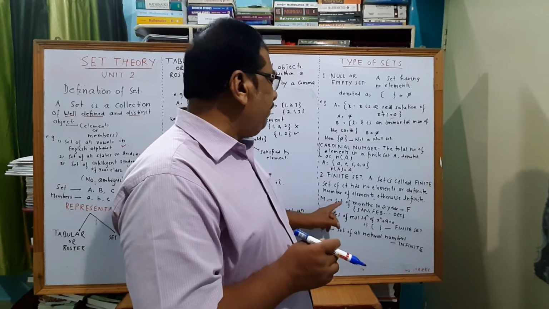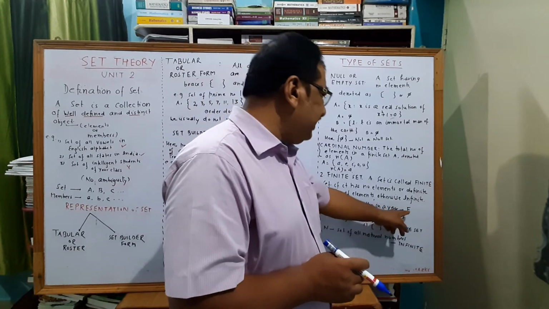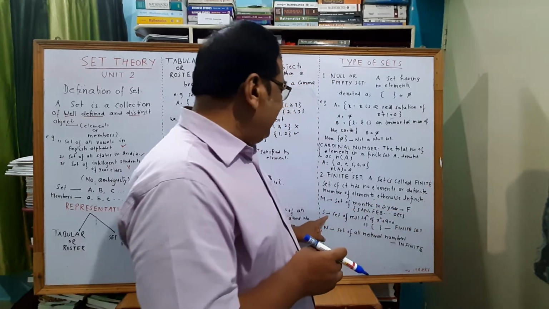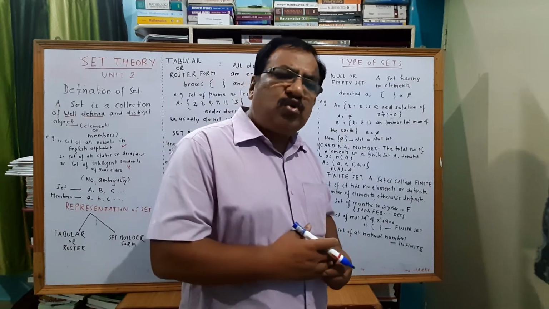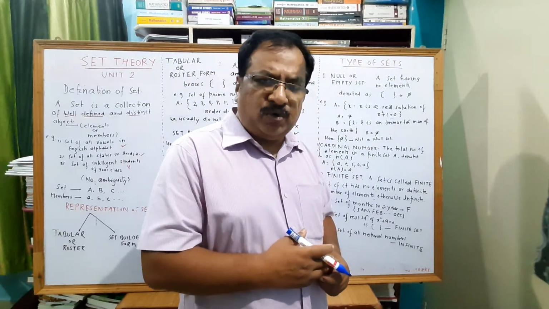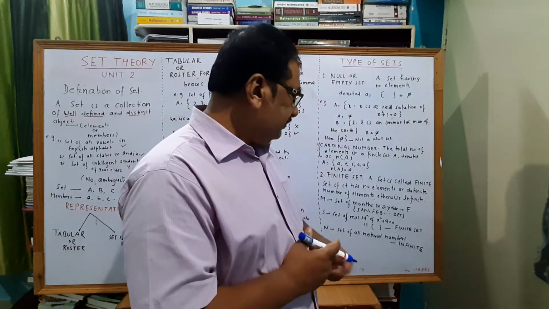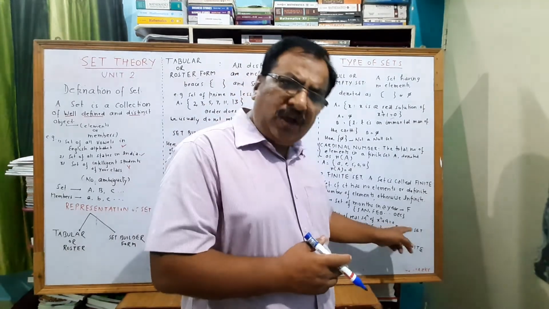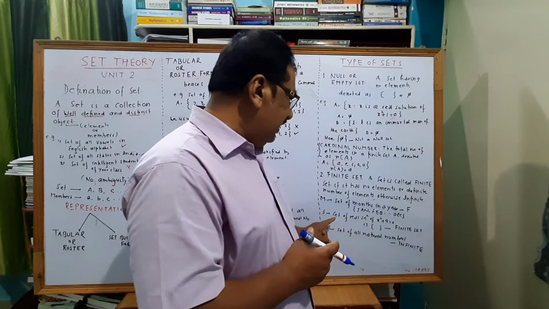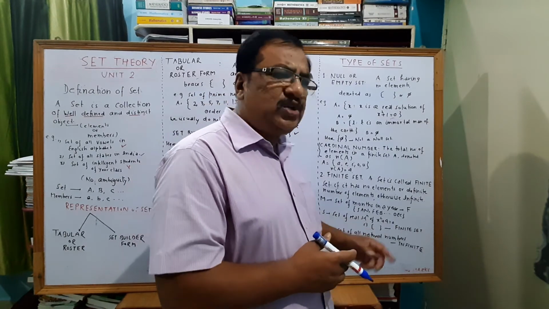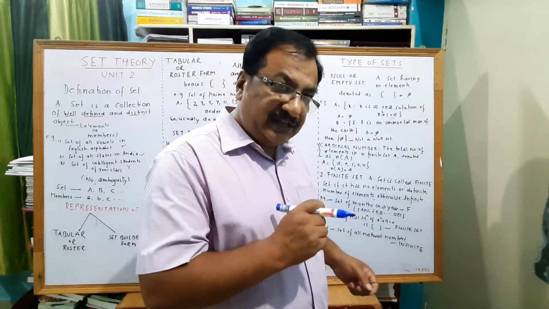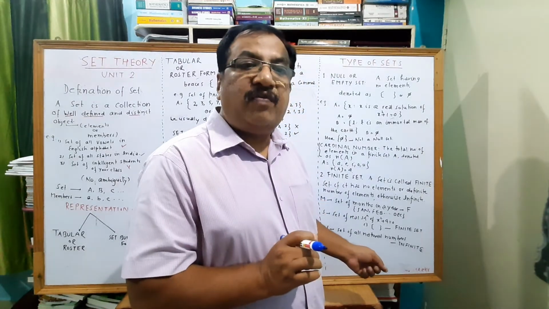So A is the set of months in a year. It is a finite set. F stands for finite. January, February till December. S is the set of real solutions of x square plus 4 is equal to 0. That is an empty set, so it is also a finite set. Suppose this question comes, S is the set of real solutions of x square plus 4 is equal to 0. Is it finite or infinite? Since it is a null set, it is finite.